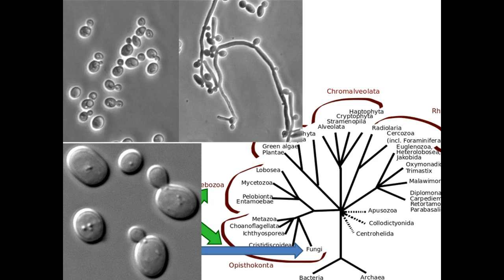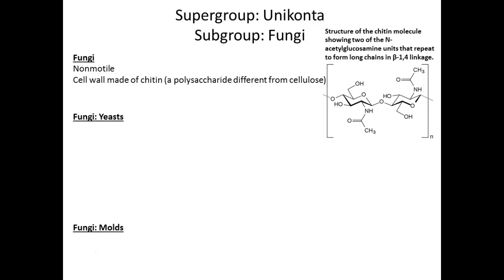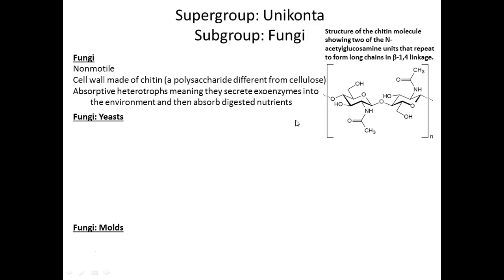Alright, so that brings us to our fungi, right? So these are some pictures of yeast, right? And then the longer filament forms. So for fungi, they're non-motile typically. They have cell walls made of chitin, so this is a different polysaccharide, different from cellulose, but again, we're talking about sugars hooked together. There are different types of sugars. These guys are absorptive, which means they excrete their enzymes into the environment and then suck up their nutrients.